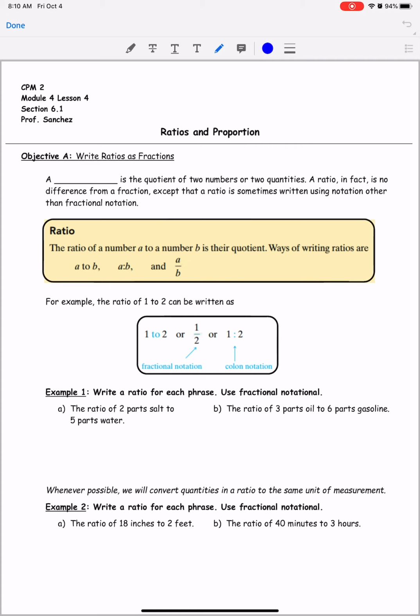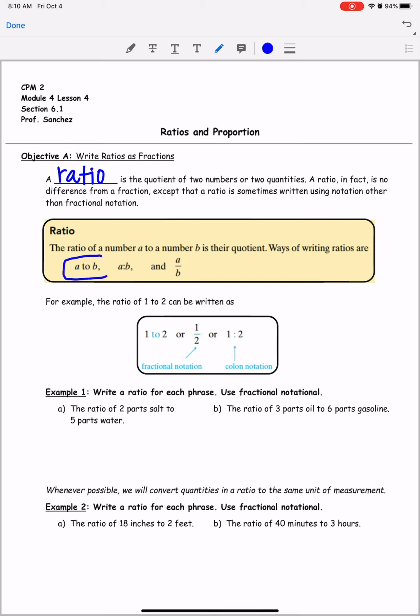So, first we need to just be able to write ratios as a fraction. Our first definition is a ratio. It says a ratio is a quotient of two numbers or two quantities. A ratio, in fact, is no different from a fraction, except that a ratio is sometimes written in other notations than fractional notation. So, you have a definition again of ratio. This is straight from your book. And you have three different examples of how we can write a ratio.